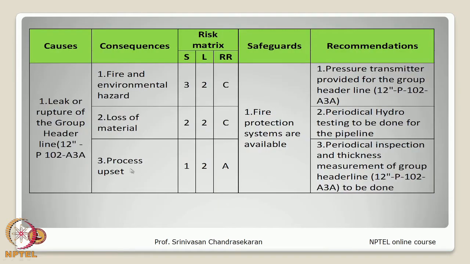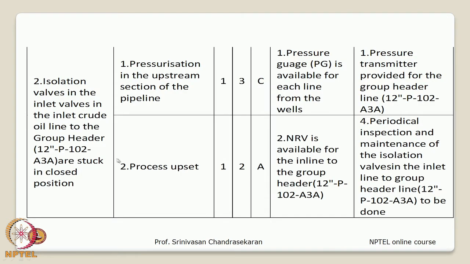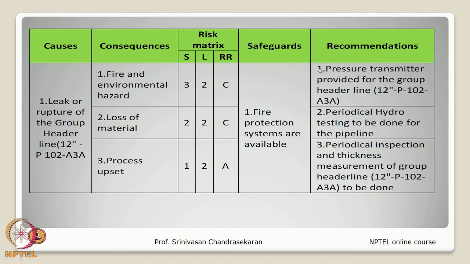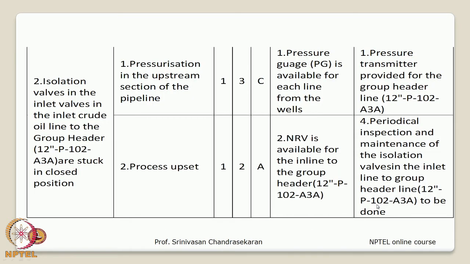However, if you look at the process upset consequence occurring from leakage, it was referred to as number 3, whereas the process upset generated because of isolation valves getting closed is given 2. But if you look at the recommendations, serial number 1, to introduce a pressure transmitter, is exactly matching with serial number 1 of the previous column. It means whenever you type that you want to recommend the introduction of a pressure transmitter, it will generate a number automatically. Whenever this particular recommendation is foreseen in the Hazop report, it automatically gives you a number.